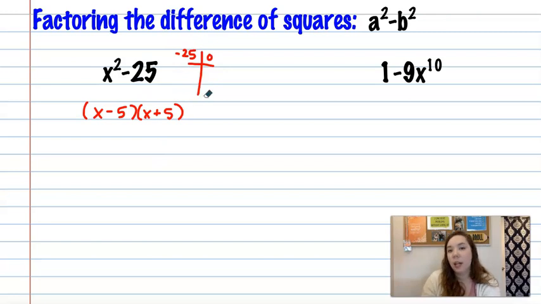Now, the reason I would prefer, and I think it's easier, to just recognize a difference of squares and get in the habit of doing it this way instead of the longer way, is not everyone always remembers that that middle term is 0. So sometimes we make small mistakes that way.